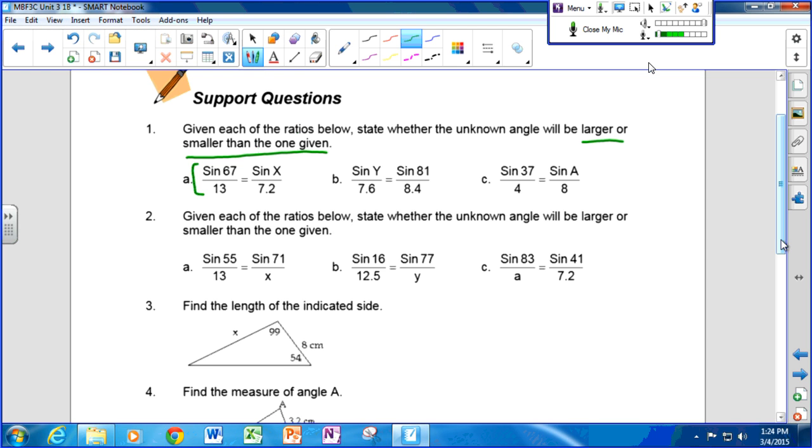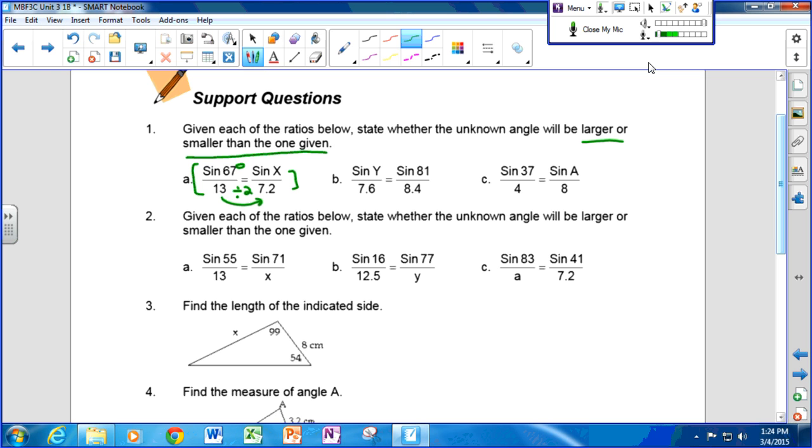Okay, so sine 67 degrees divided by 13 should be exactly the same as 7.2 over sine x, right? The way I look at something like this is that the ratio is the same, but in this case we're probably dividing by 2, right? We have to divide that numerator by 2 to get to approximately 7.2. It's actually a little less than 2, like 1.9 or something, in order to make this ratio the same.